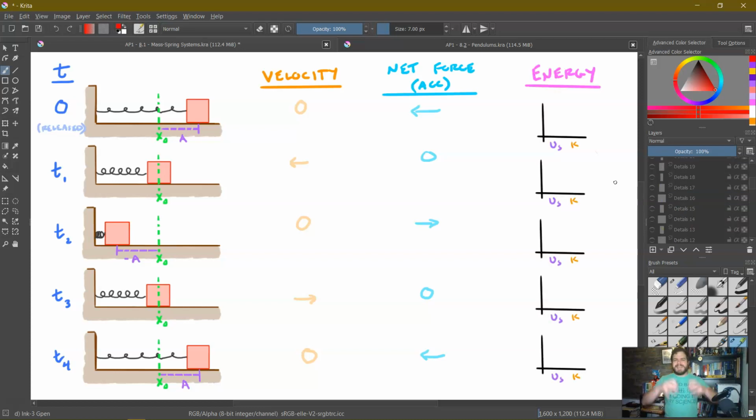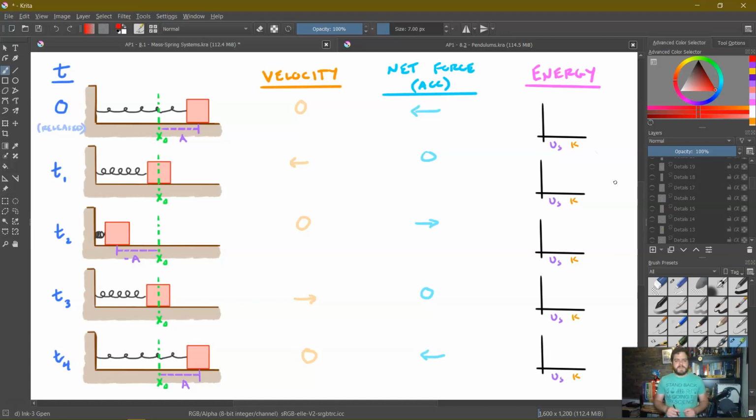Now, what about the energy of this mass spring system? We can recognize that the only types of mechanical energy we're going to have at any of these points are kinetic, if the block is moving, or elastic potential energy, otherwise known as spring energy, if the spring is stretched or compressed. We're not going to have any gravitational potential energy, or if we do, it will be the same for all of these, because this is a horizontal system. If this was a vertical system, we would also have to consider U_G, but we're focusing on the horizontal for right now.